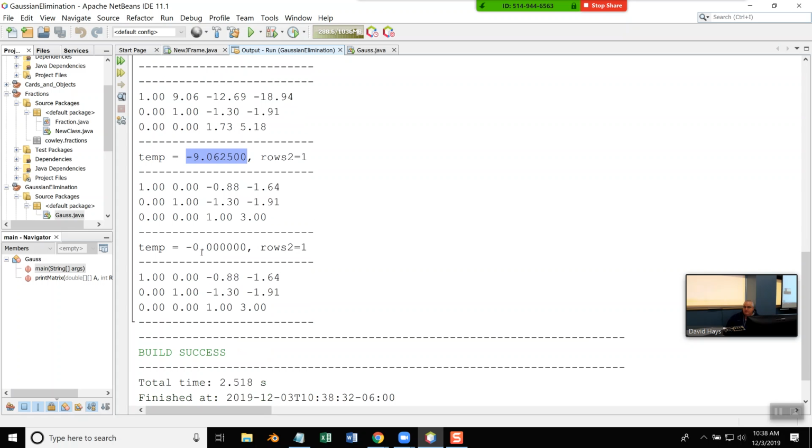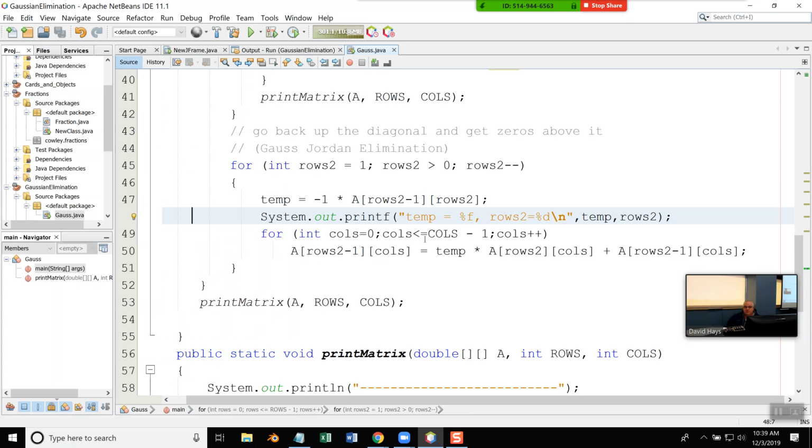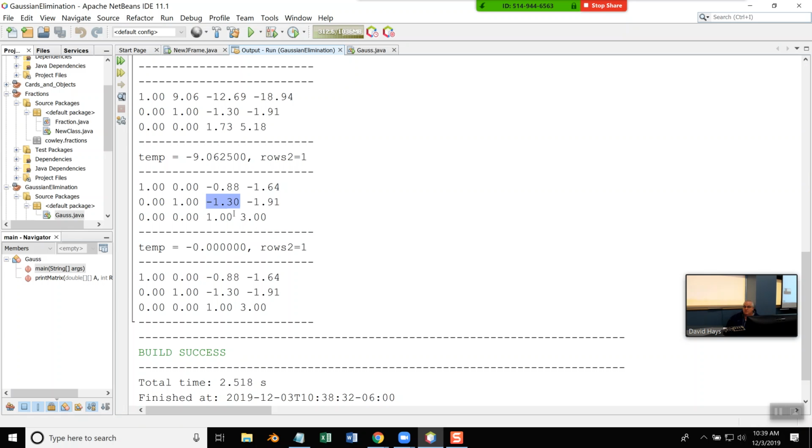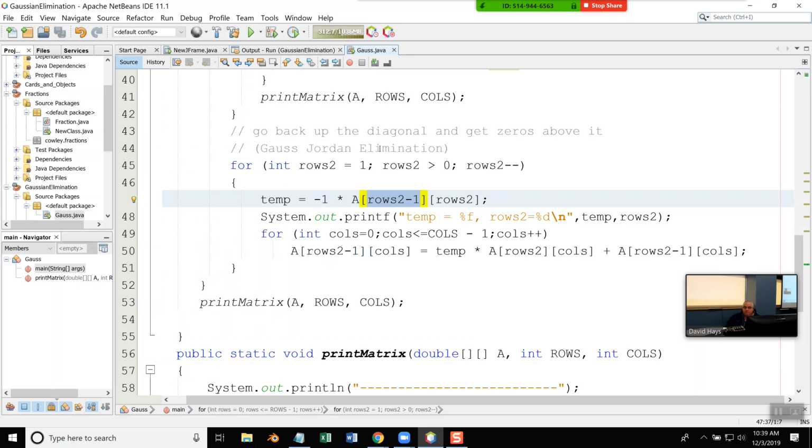Wait a minute. 0. That's obviously not right. I wanted to get this. Row 1. 0, 1. That is row 1. Rows 2 is equal to 1, which would be 1 minus 1, which is row 0, which isn't what I want, is it?